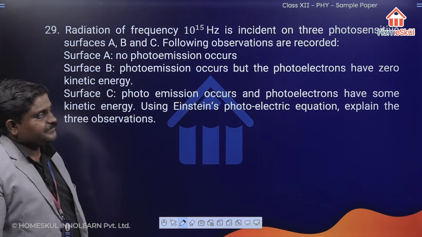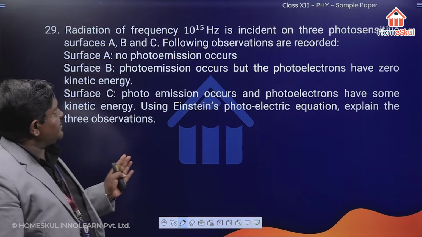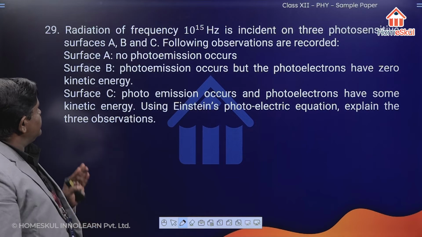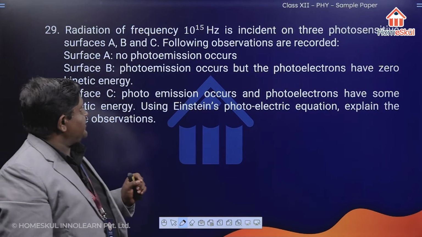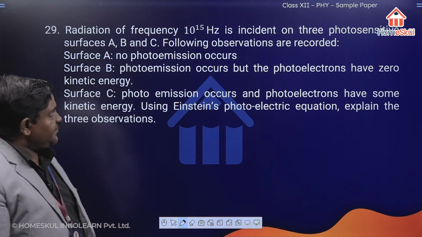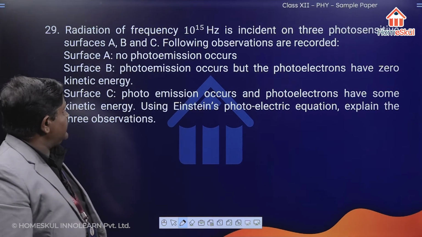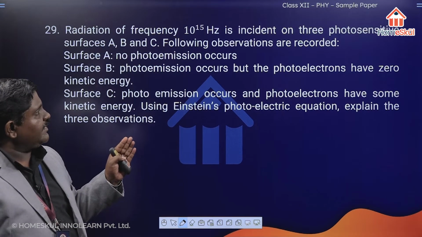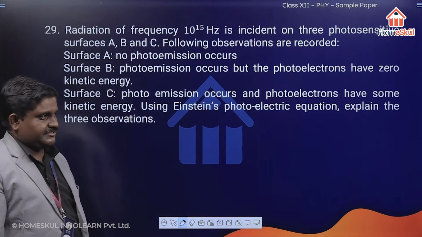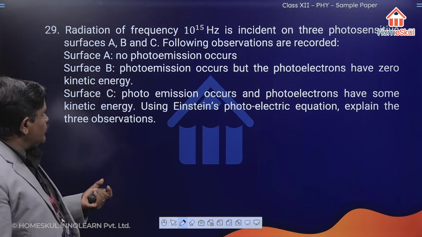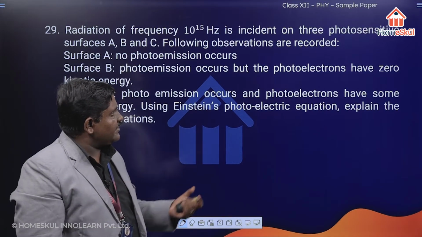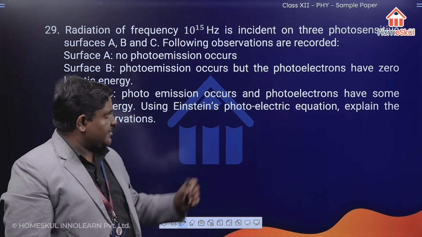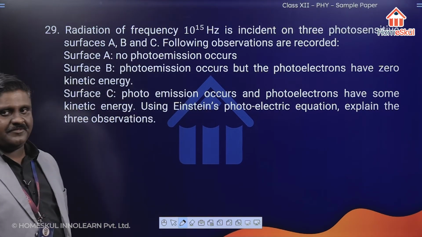Question number 29. Radiation of frequency 10 raised to 15 Hertz is incident on 3 photosensitive surfaces A, B and C. The following observations are recorded. Surface A, no photo emission occurs. Surface B, photo emission occurs but photoelectrons have zero kinetic energy. Surface C, photo emission occurs and photoelectrons have some kinetic energy. Using Einstein's photoelectric equation, explain the 3 observations.